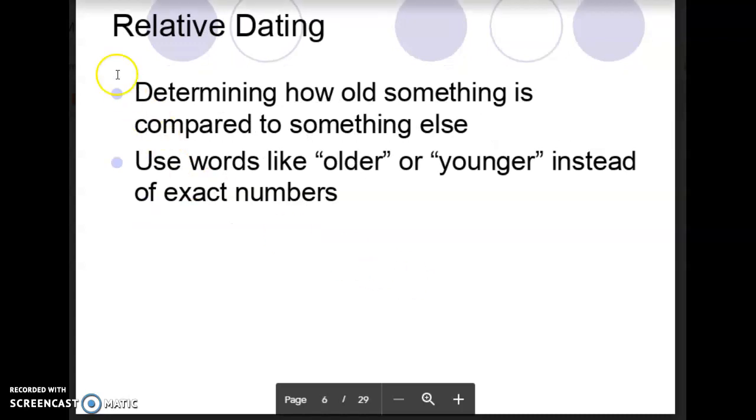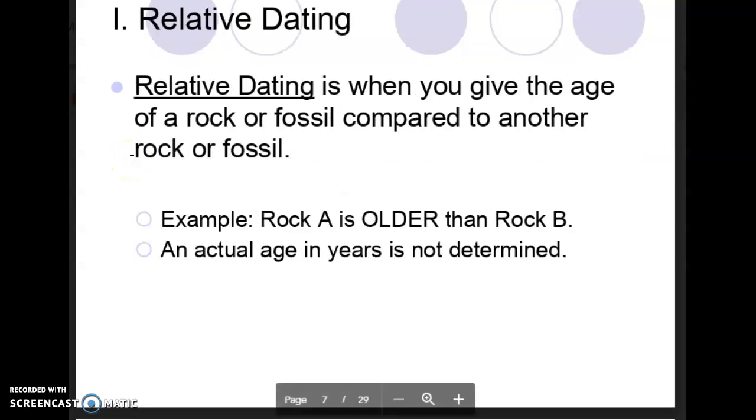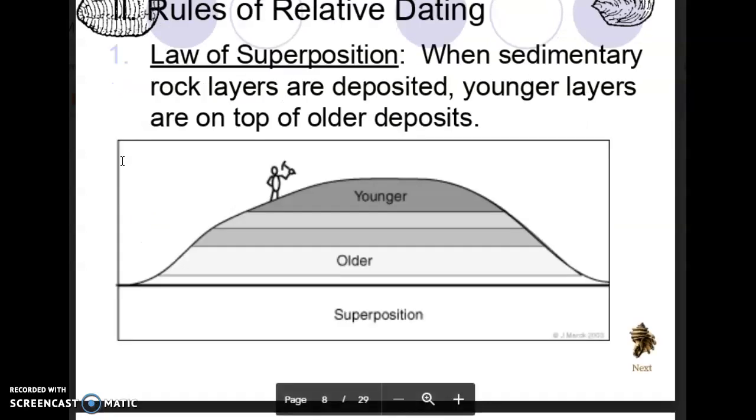Relative dating is determining how old something is compared to something else. We use words like older or younger. There are no exact numbers used. Relative dating is when you say that something, rock A, is older than rock B. There are several rules for relative dating.